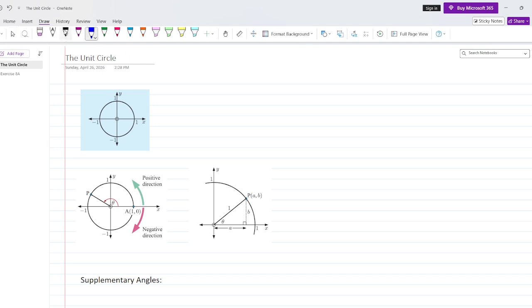Today we are going to start a new chapter, non-right angle triangle trigonometry, and the first topic is the unit circle. So what's a unit circle?